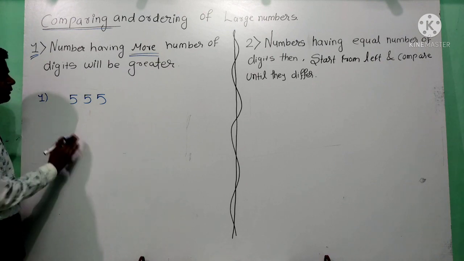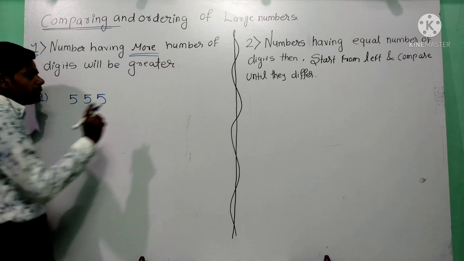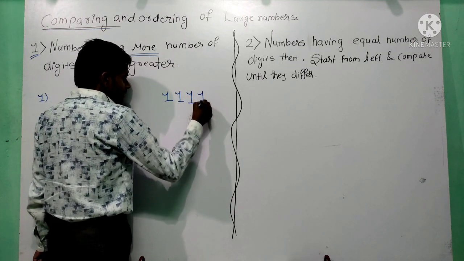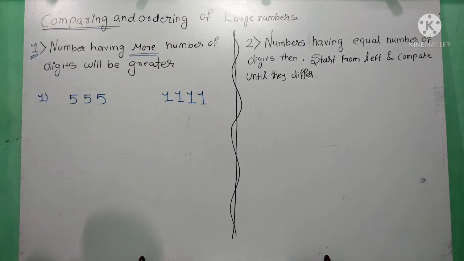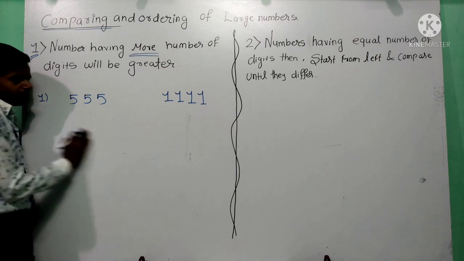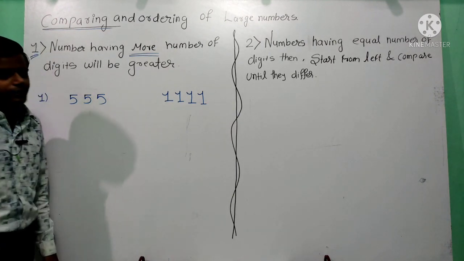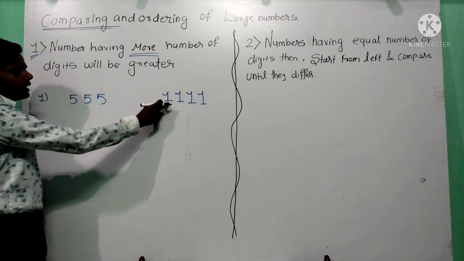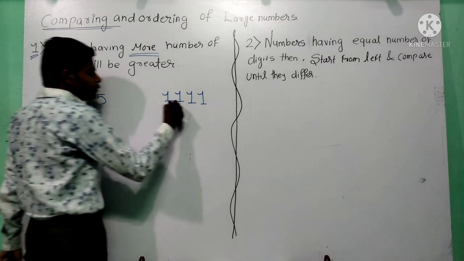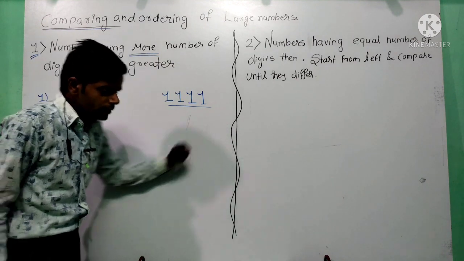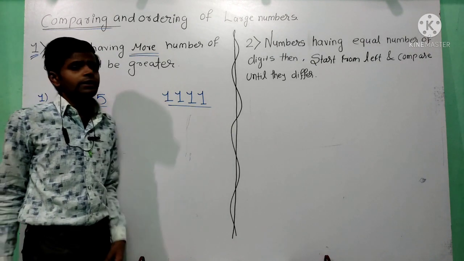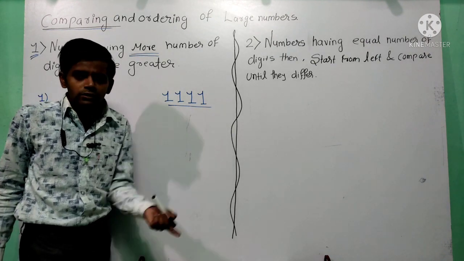So I have taken a number which is 555, and another number which is 1, 1, 1 and 1. Okay, so I have these two numbers. The first one is 555 and the second one is 1111. Obviously the digit 5 is more than 1, but you can see here this is a 4-digit number and this is a 3-digit number. So obviously 1111 is the greater number.